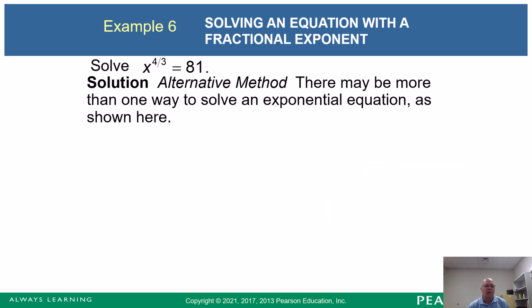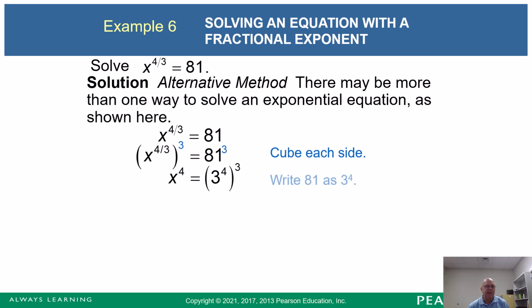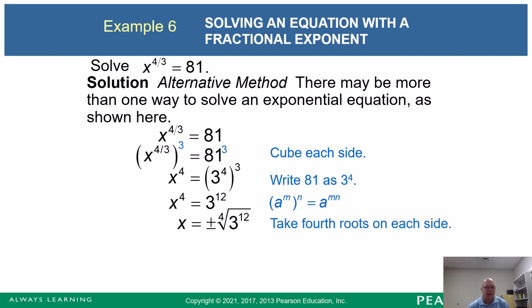Now, an alternate way. And this is almost the way I did it, but not quite. What they're doing is cubing it first to get to x to the 4th power, and that'll be 3 to the 12th power. Then you're going to take the 4th root. Here we get the plus or minus, because you're taking an even root.